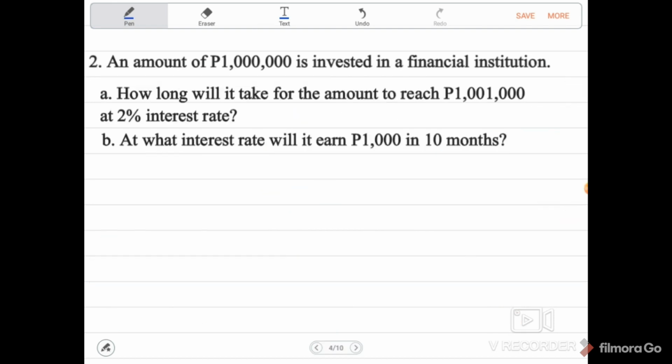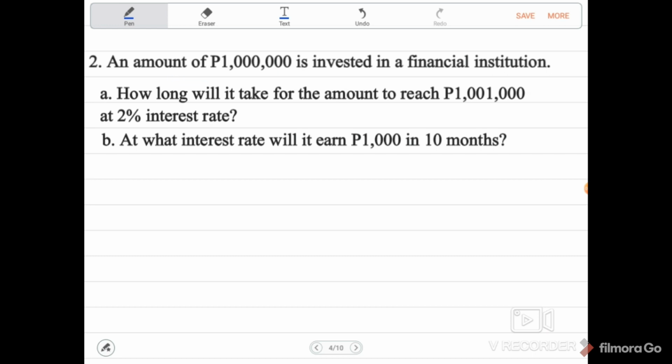Number 2, an amount of 1 million pesos is invested in a financial institution. Letter A, how long will it take for the amount to reach 1,001,000 pesos at 2% interest rate? Letter B, at what interest rate will it earn 1,000 pesos in 10 months?